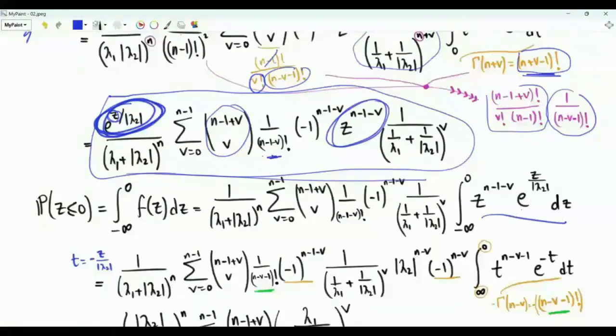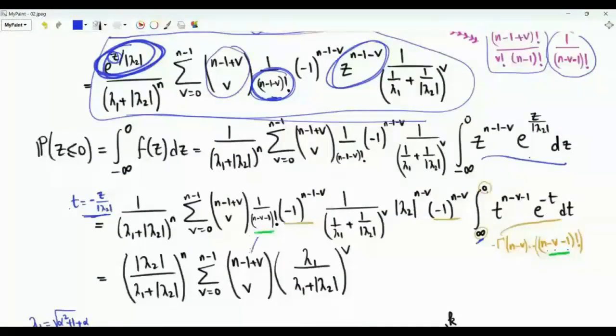And as you can see again, we have something that can be made in the form of the integral of the gamma function. In our case here, we will do the substitution that t is equal to minus z divided by the absolute value of λ2. When we do this substitution, we get the integration from infinity to 0, and there will be a minus sign to get this integration back from 0 to infinity. We get this factorial n − v − 1, which is this guy here. In other words, from the factorials, we are just left with this binomial coefficient and with these terms.